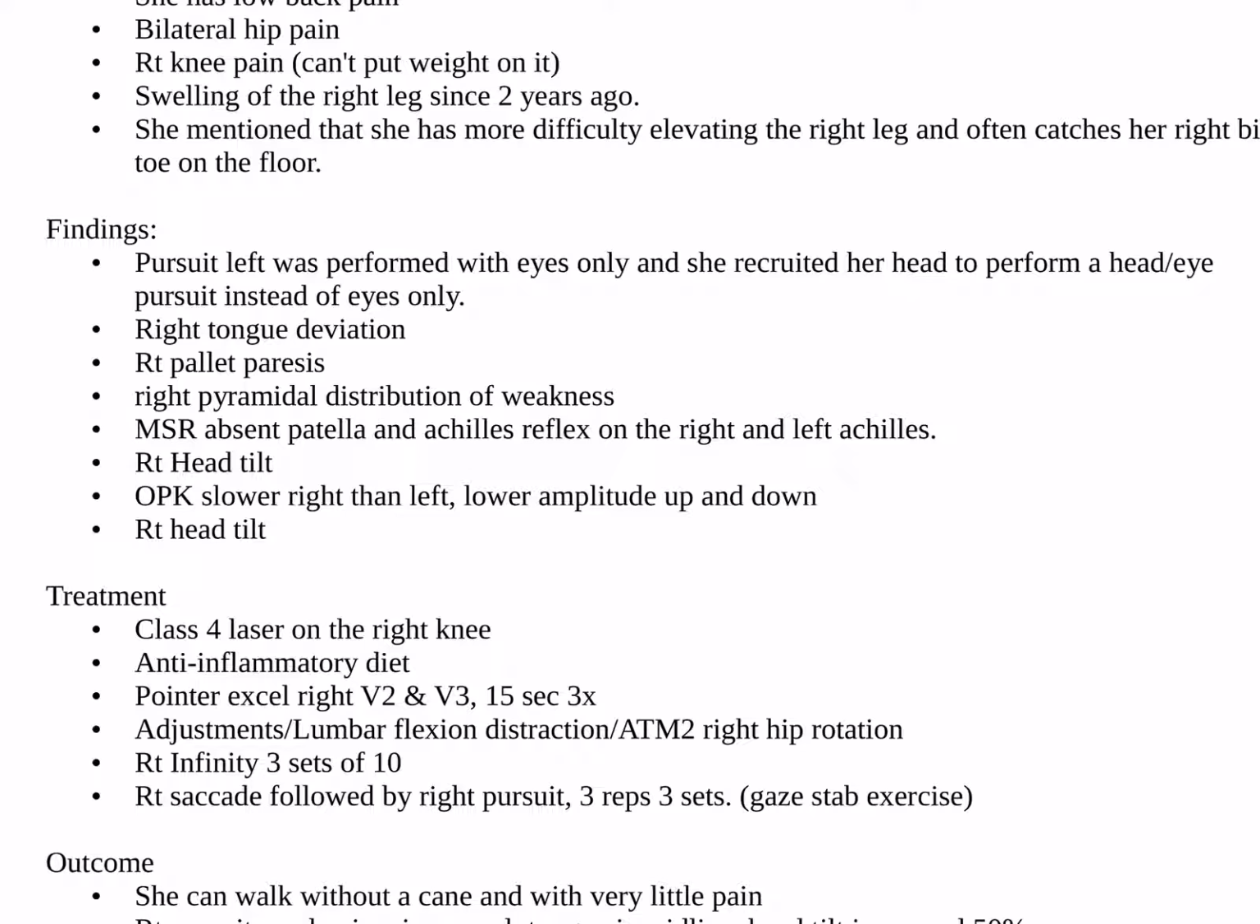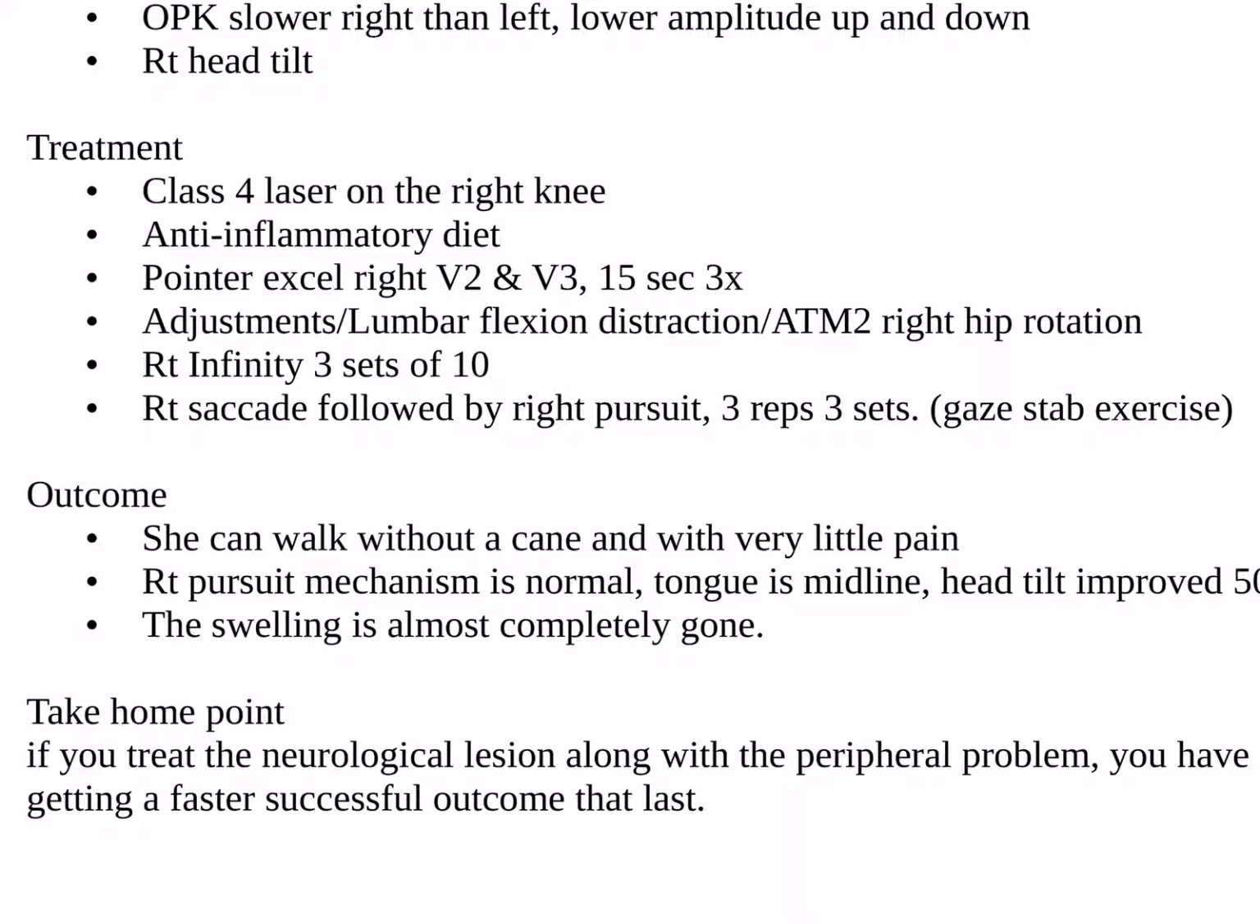The treatment plan that I had and the treatment that I actually performed over the course of those five visits are, first, I got her on an anti-inflammatory diet. I also used a class 4 laser, which is a hot laser, to reduce inflammation in her knee, since that was her primary complaint. She also complained of back pain and hip pain, but the knee was really, I think, the primary problem.